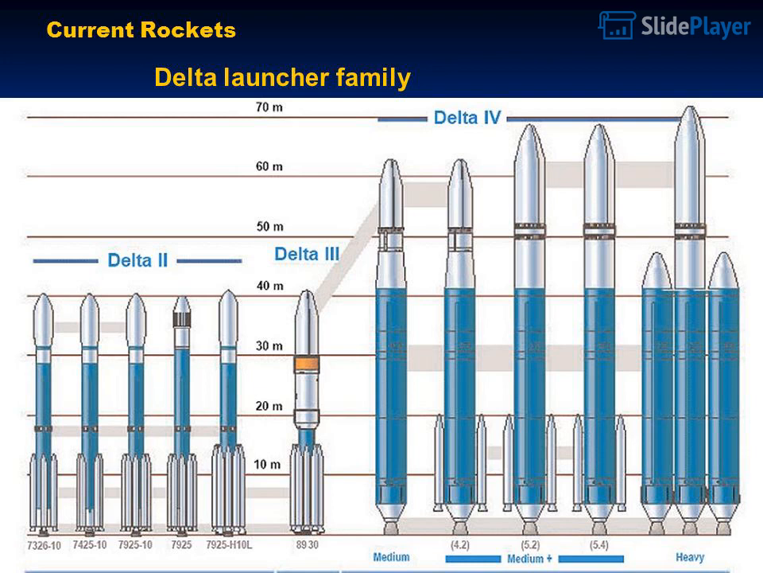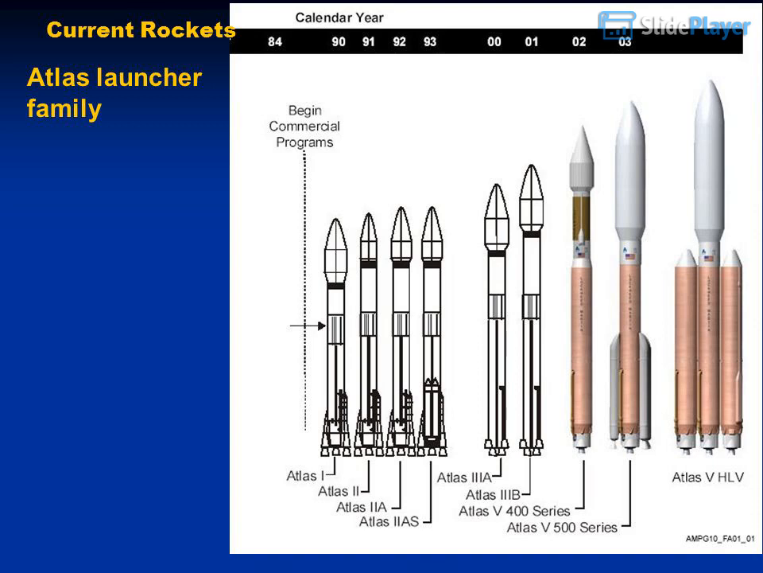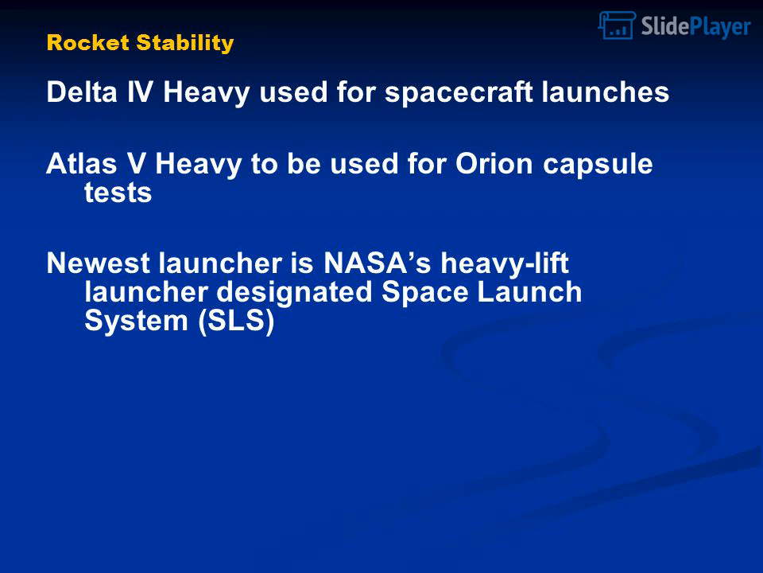Current rockets. Delta launcher family. Atlas launcher family. Delta IV Heavy used for spacecraft launches. Atlas V Heavy to be used for Orion capsule tests.